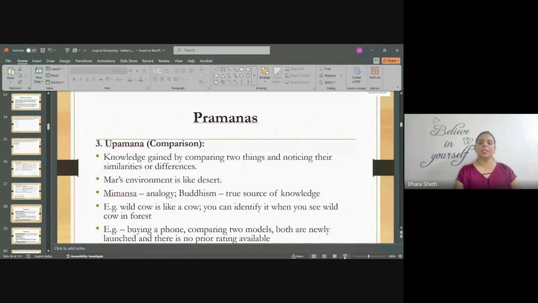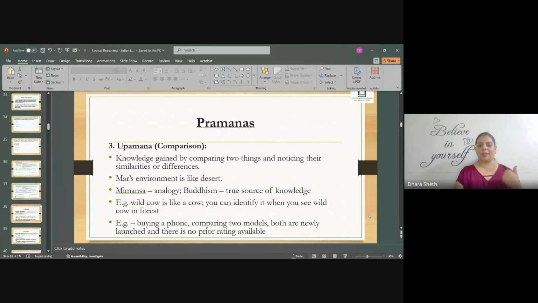Next, the third praman. We talked about pratyaksh, what we can see, feel, touch. Anuman, what we can infer based on prior knowledge. The third is upaman, knowledge gained by comparing two things and noticing their similarities or differences. For example, Mars environment is like a desert. Now we have not seen Mars. So how do you gain an understanding or knowledge of it? By noticing the similarities or differences.